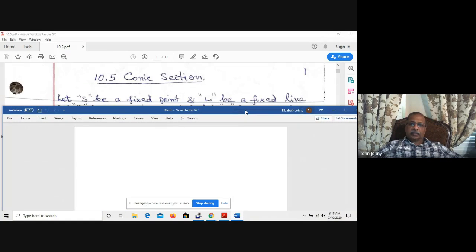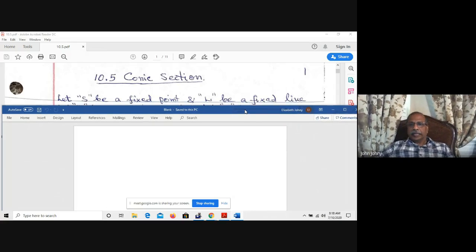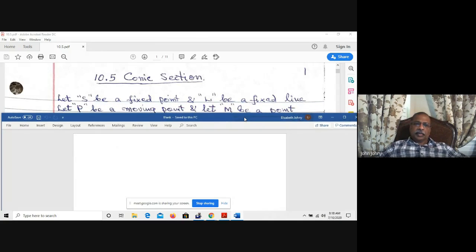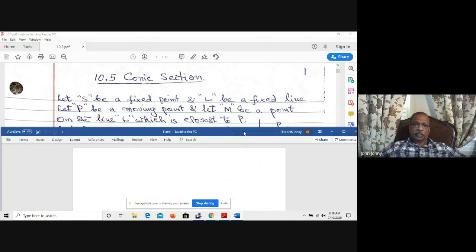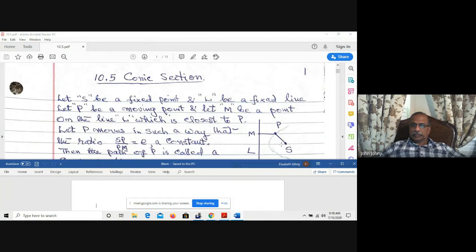Let S be a fixed point and L be a fixed line. Let P be a moving point and let M be a point on the line which is closest to P. See, look at this. S is a fixed point, L is the fixed line, and P is a point, and this point moves. But M is the point on the line L which is the closest to P. So that is the situation.